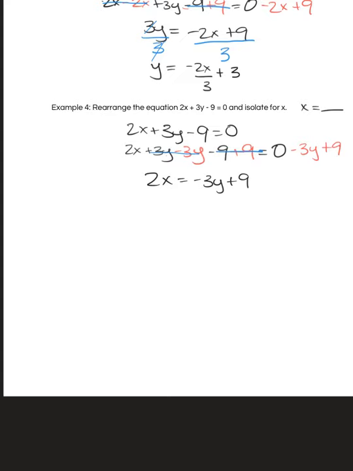So I need to ask myself, what's happening between this 2 and this x? And that's multiplication. So I need to undo that by dividing. I'm going to divide both sides by it. My 2's and my 2's cancel. That leaves me with an x. And if I look on my right-hand side, I know that 3 and 2 don't go into each other. I also know that 9 and 2 don't go into each other without leaving decimals. So I'm just going to leave this as a fraction over here.